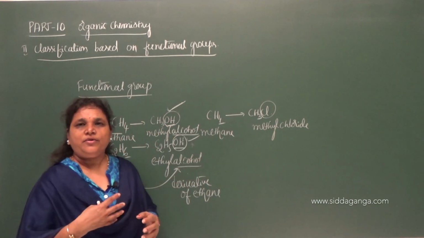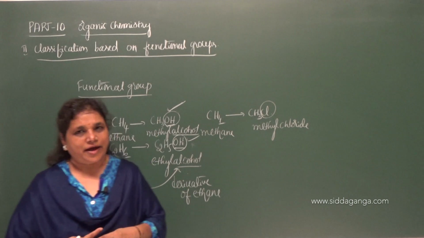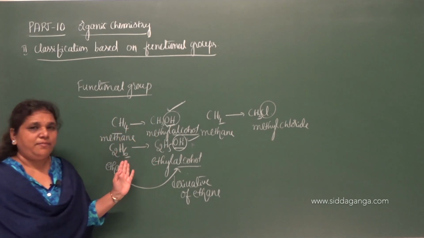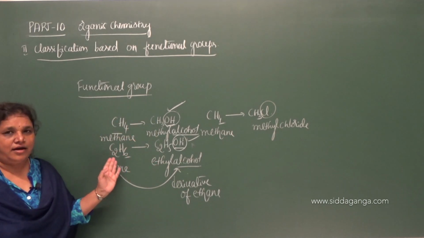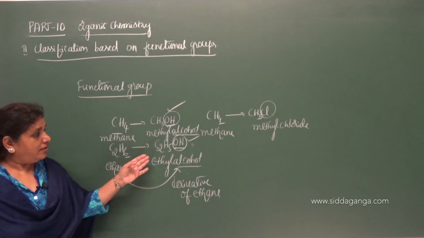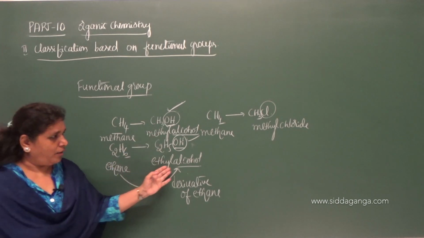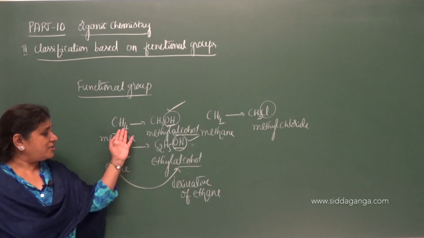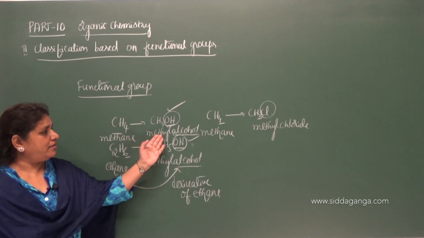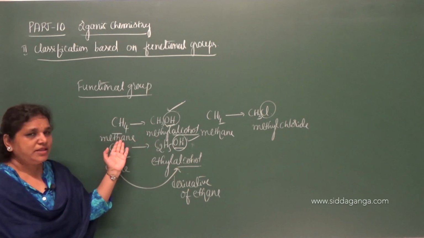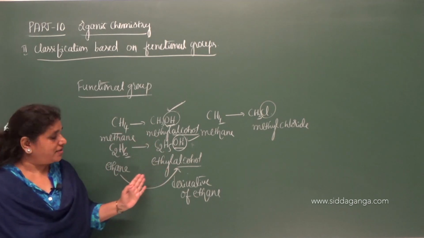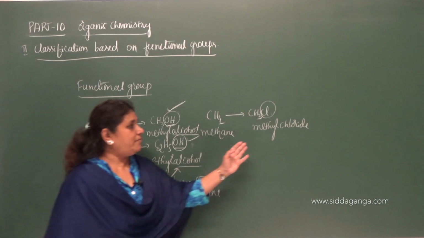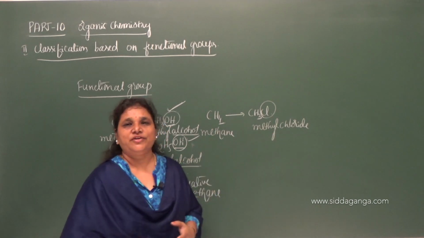If we want to get different classes of organic compounds, we basically have to take either an alkene or an alkyne. Here methyl alcohol, ethyl alcohol and methyl chloride are the derivatives of the respective alkanes. So methyl alcohol is a derivative of methane, ethyl alcohol is a derivative of ethane, and methyl chloride is a derivative of methane.